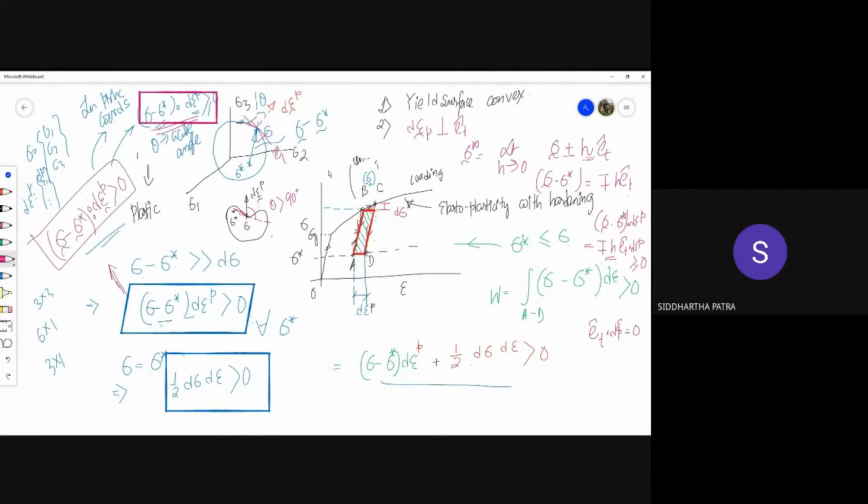If I zoom in on the curve, and let's say this is sigma, and this is where I'm drawing the tangent.